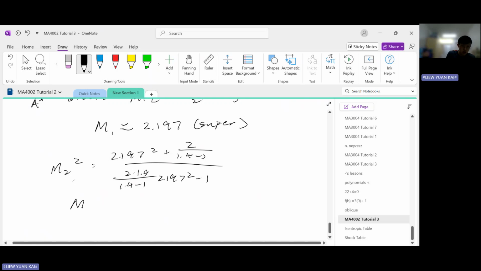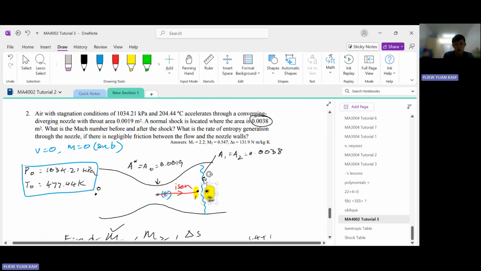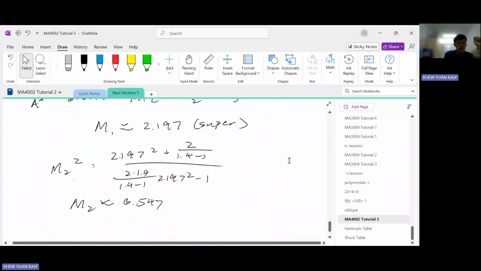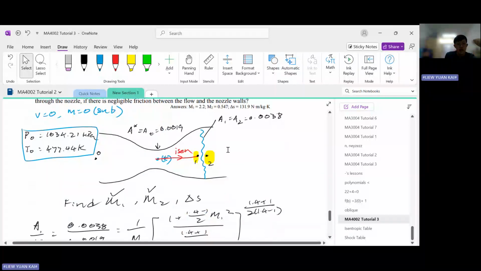Okay, so M2 will be 0.547. And you see M2 is below 1, and a Mach number below 1 means it's subsonic, which is true, right? Point 2, which is the point downstream of the shock, must be subsonic. So yeah, that's correct in that sense. Okay, now, so we already found M2, and then finally we need to find the entropy change.